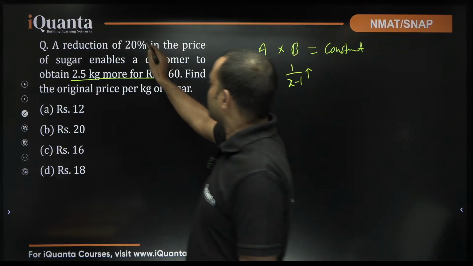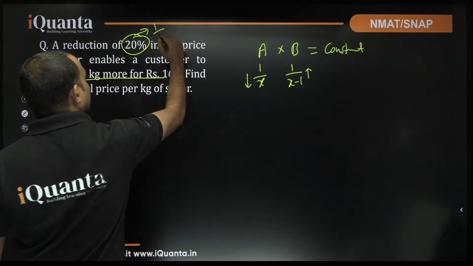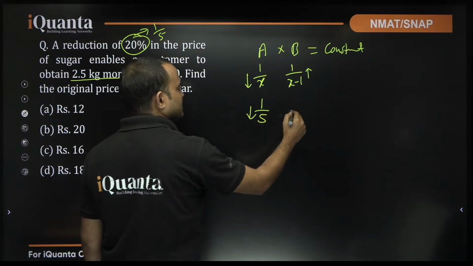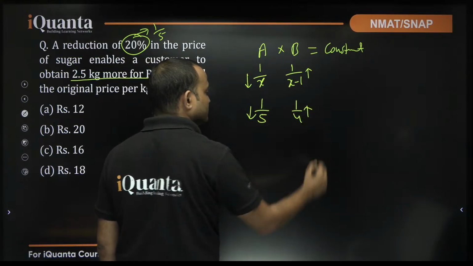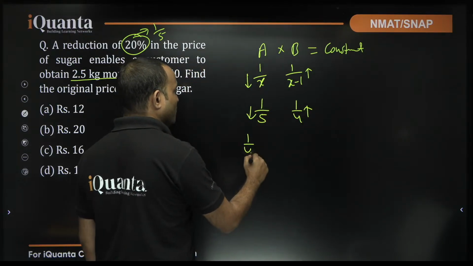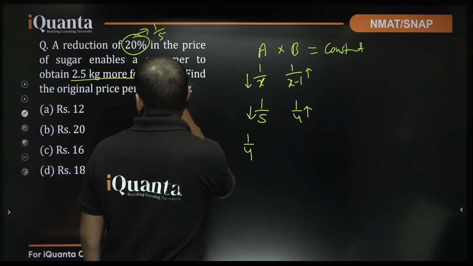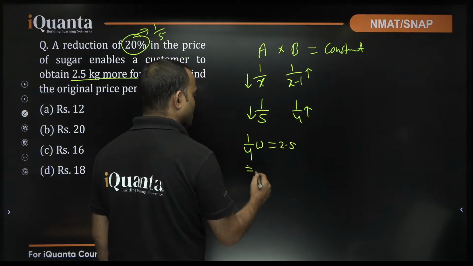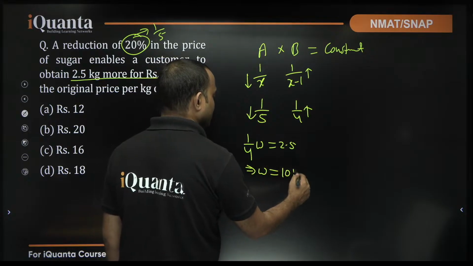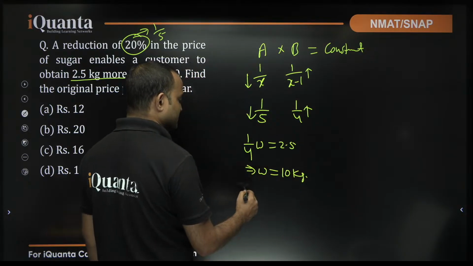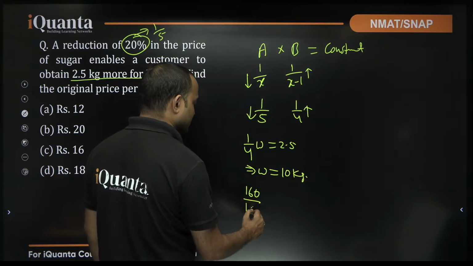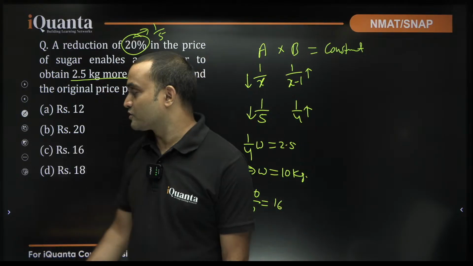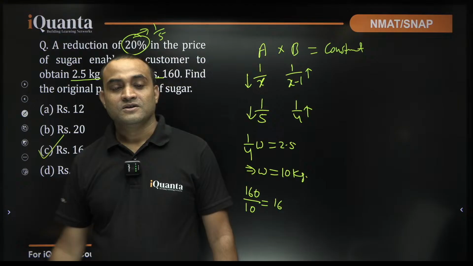What is 20%? 20% is nothing but 1 by 5. So this value has decreased by 1 by 5. So this must be increased by 1 by 4. So 1 by 4 of total weight is equal to 2.5, or the total weight is equal to 10 kg. So the price will be 160 upon 10, that is equal to 16. So और कुछ करने की जरूरत नहीं है इसमें. We can solve this directly.